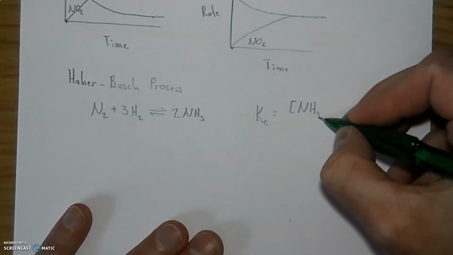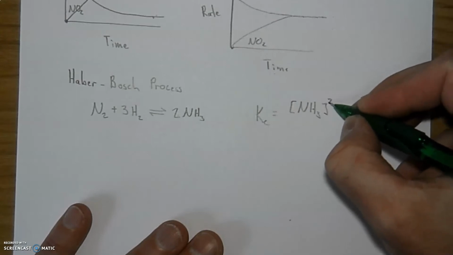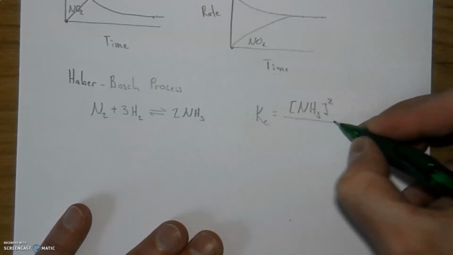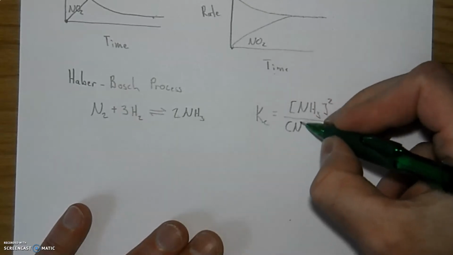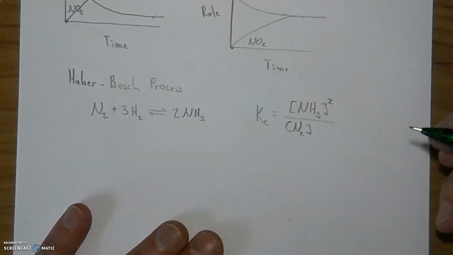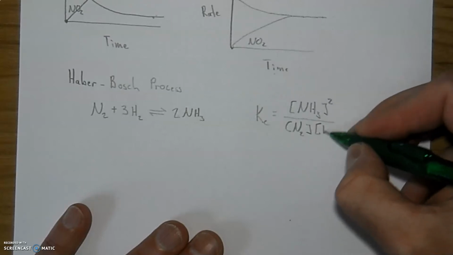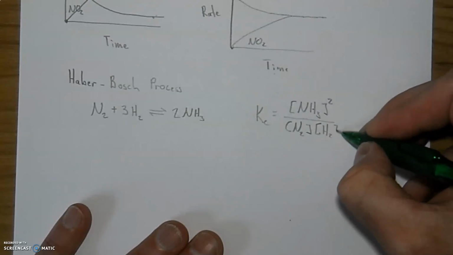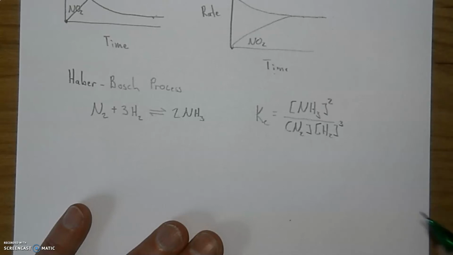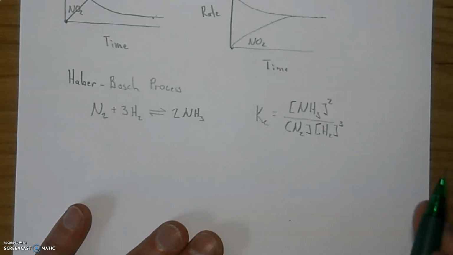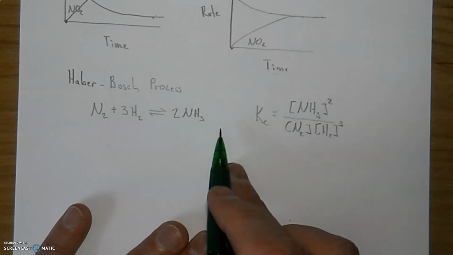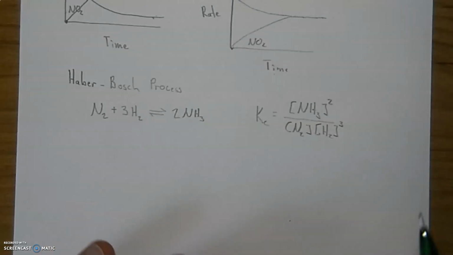So NH3 to the second power, because of the 2 coefficient, over N2 raised to the first power, and H2 raised to the third power. And again, I'm just taking the coefficients and making them the exponential values. The way you always want to think of it is products over reactants, which I'll get into in the next lecture.